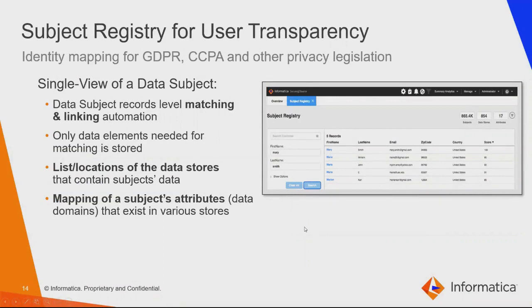Subject registry for user transparency. This is a very important feature for identity mapping, especially for GDPR, CCPA, and other privacy legislation. DPM provides a single view of the data subject, with record-level matching and linking automation, and only the data elements needed for matching are stored. It also provides a list of locations of data stores that contain subject data, and a mapping of subject attributes or data domains that exist in various stores. This helps in searching for the subjects and generating the desired report.